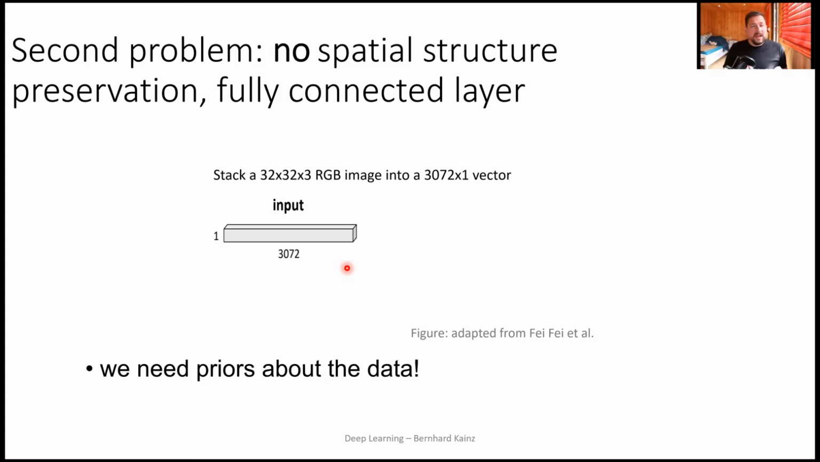Now this has an inherent problem because it does not preserve any spatial structure in the data. Just imagine if I move that whole image a little bit to the right or to the left, the whole structure of that image and the neighborhoods in that one-dimensional vector would completely change.